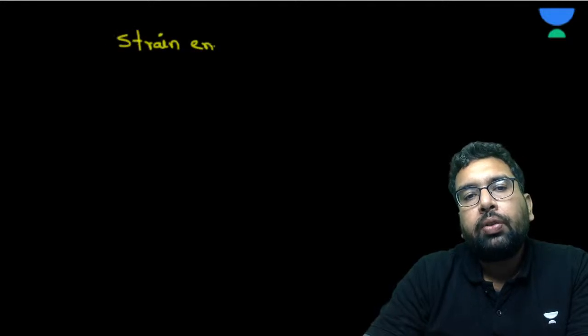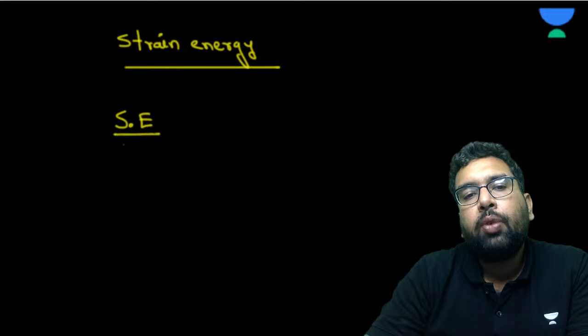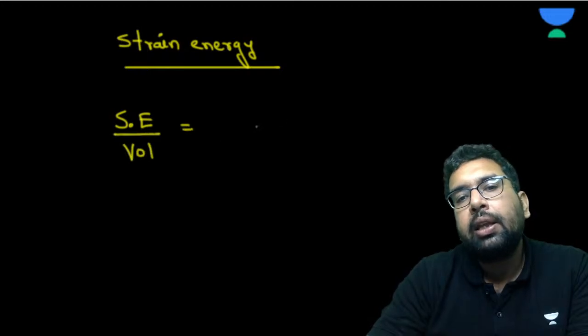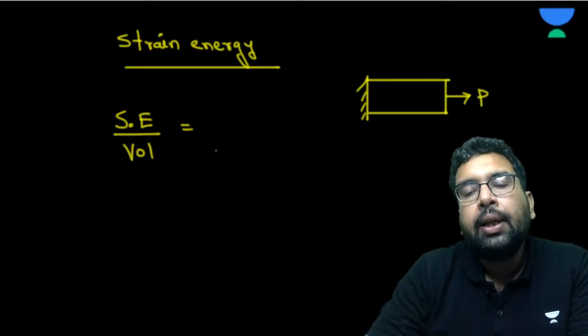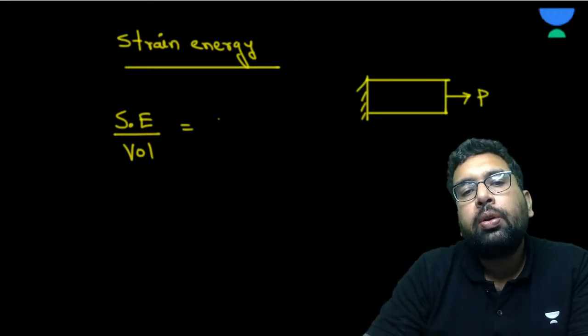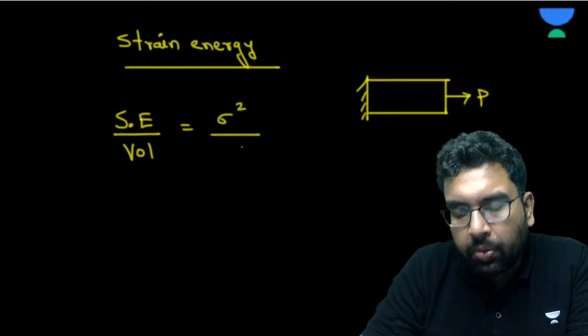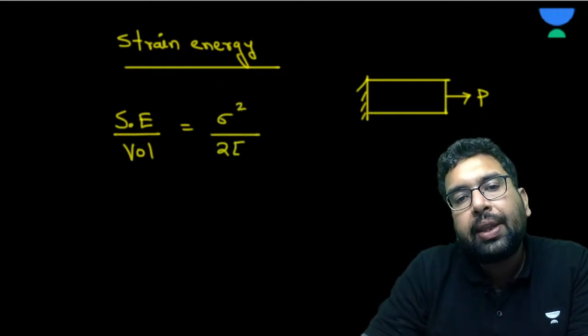So if you remember about the strain energy, see what we have found for the strain energy. So strain energy per unit volume in the case of the load is normal. When the load is normal, if you have gone through the previous sessions, you must be knowing that strain energy per unit volume is given by sigma square by 2E, isn't it?